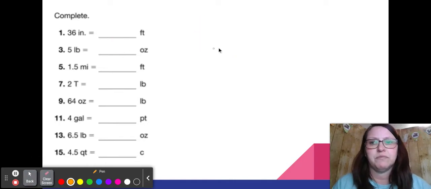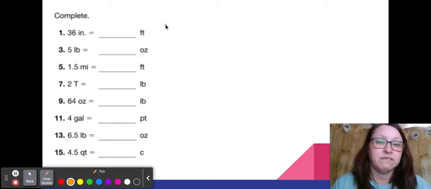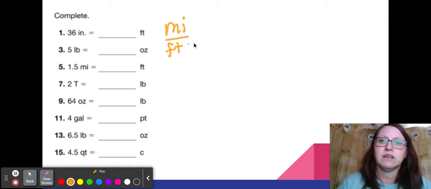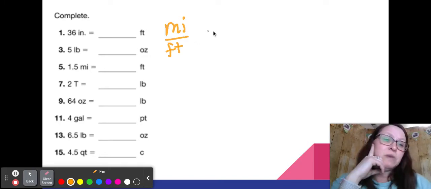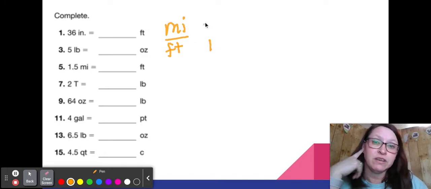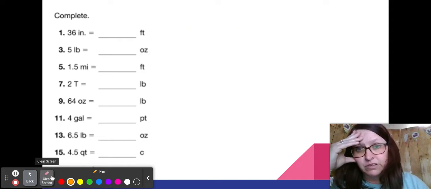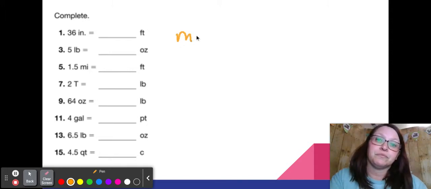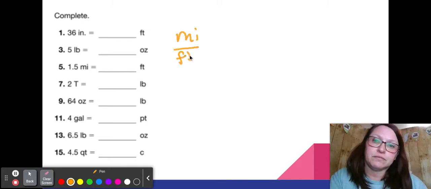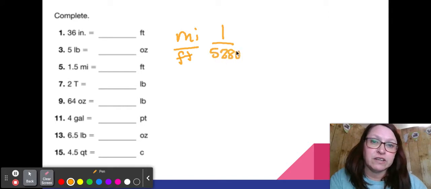Let's look at the next one. I have miles and feet. So I'm going to put miles and I'm going to put feet. What do I know? I know that 1 foot is 5,280 feet. Or, I need to switch that around. 1 mile is 5,280 feet.